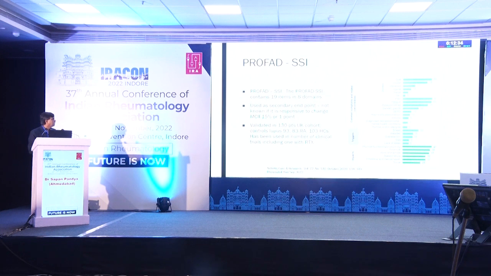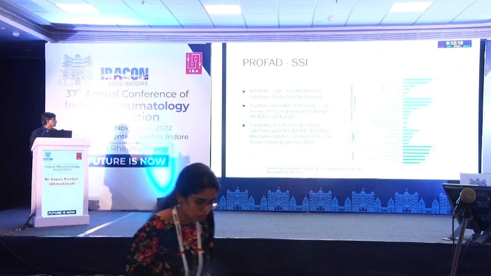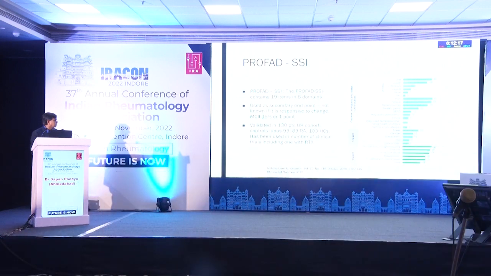The short form. So the original profile had about 64 items. It was very lengthy, and so they brought the shorter form which had 8 domains and 19 items and used it. This is used as a secondary endpoint. You need a difference of at least 1 point or minimal clinically important difference of 15%. It was validated properly, and this was one new paper.